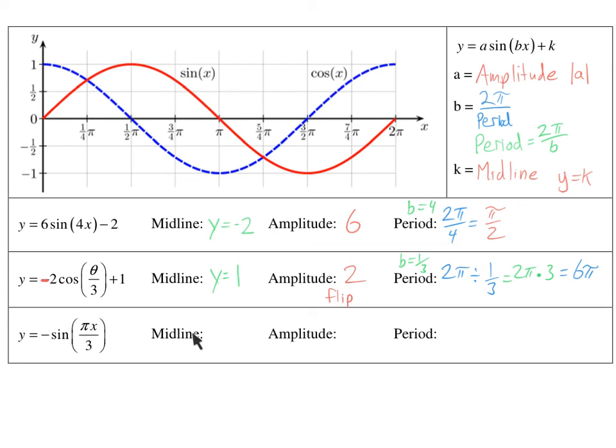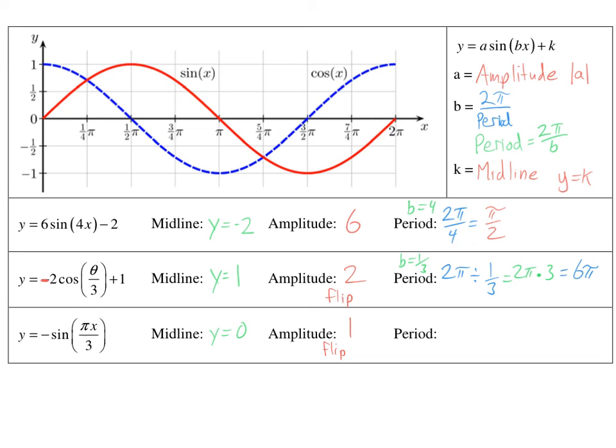Okay, so the midline is always the number at the end. Since there's nothing there, we're adding nothing, so the midline is 0. Y equals 0. The amplitude is the number in front. If there's nothing there, that's a -1, but it's the absolute value of that, so it's 1. But we have the word flip, just to remind us that if we graph, there's going to be an upside-down nature to the graph.